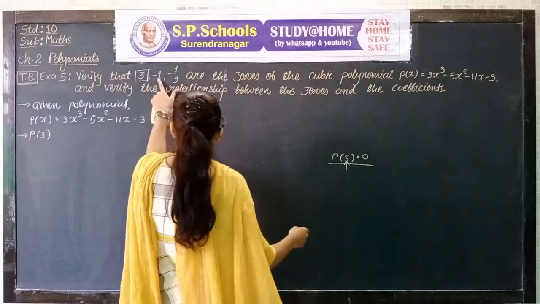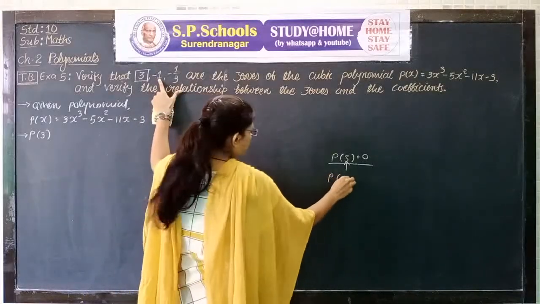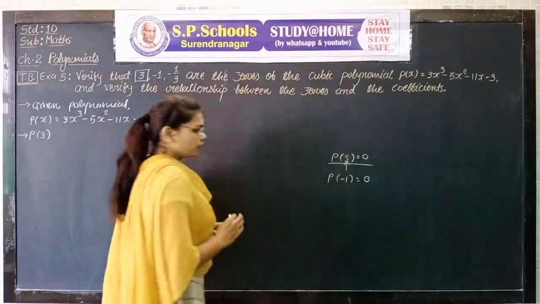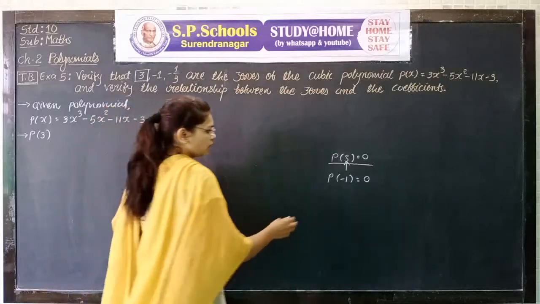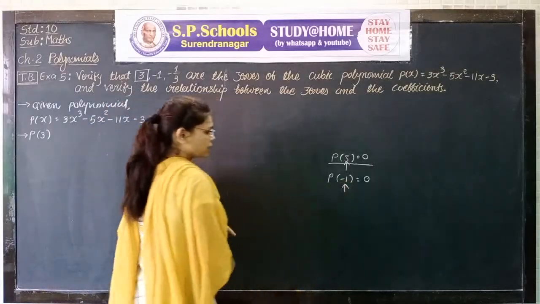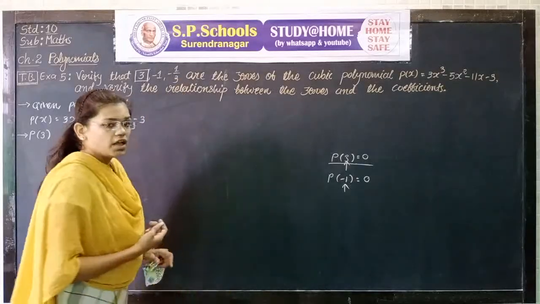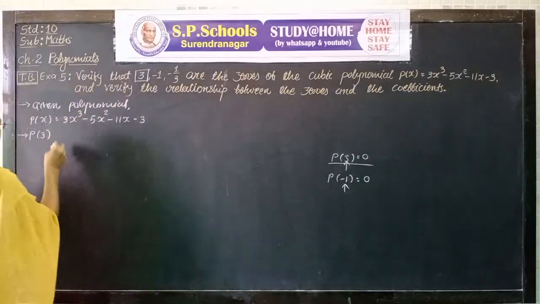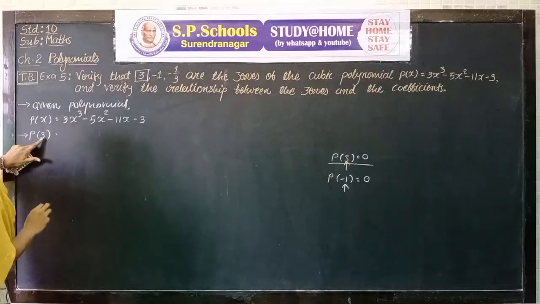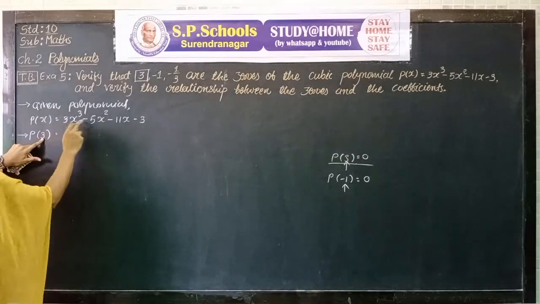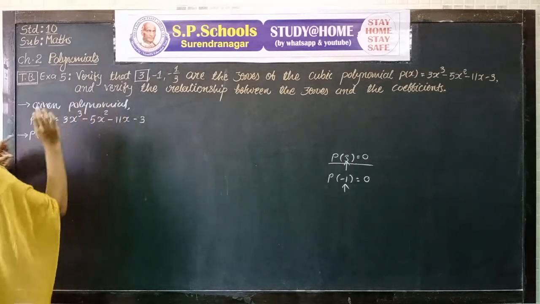The next step, we need to find P of minus 1. If again P of minus 1 is equal to 0, then we can say that minus 1 is a zero of this polynomial. Same for the third, minus 1 upon 3. P of 3: now we substitute 3 instead of x in all terms.